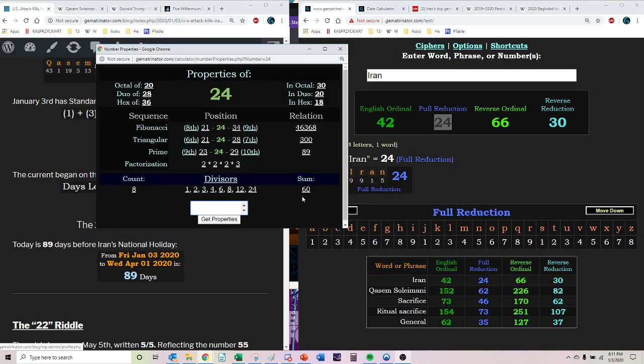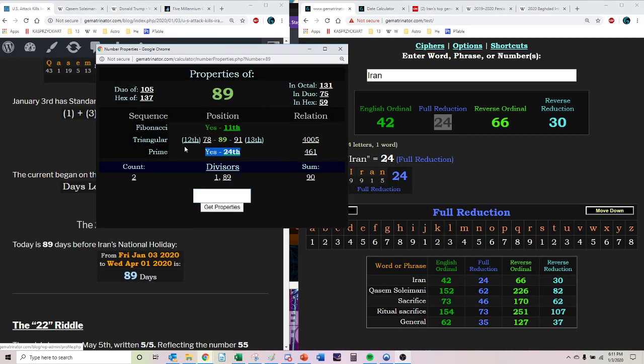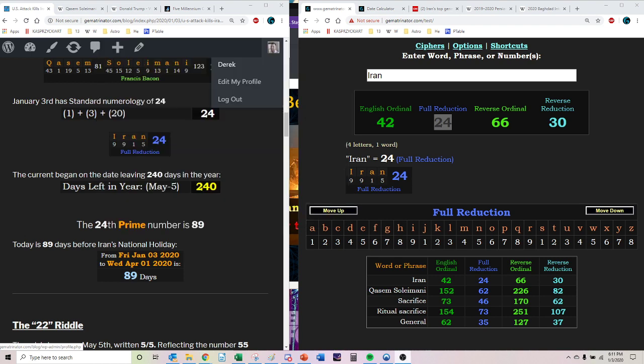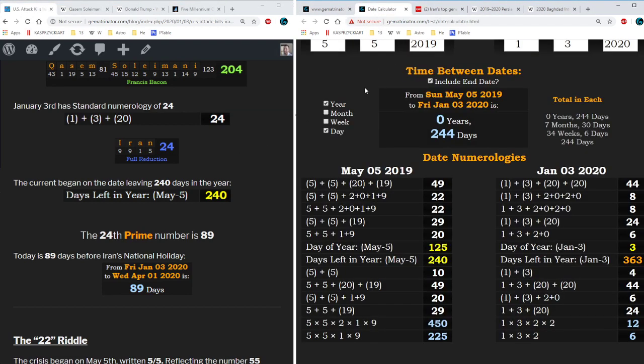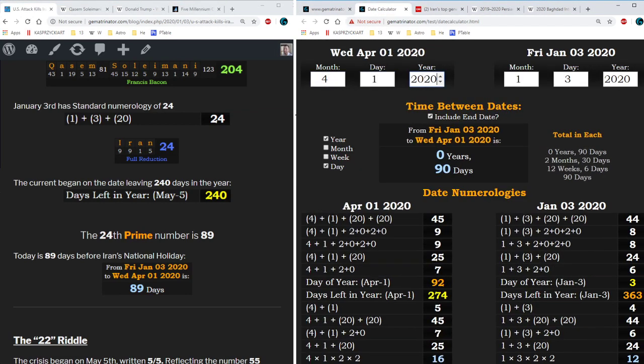The 24th prime number is 89. Every year, Iran celebrates its national holiday on the date April 1st, which is exactly 89 days after this attack.